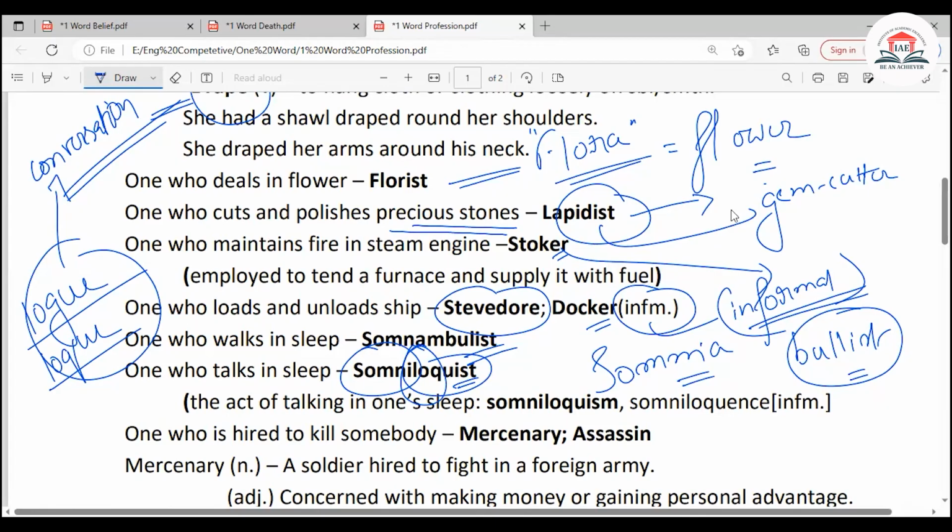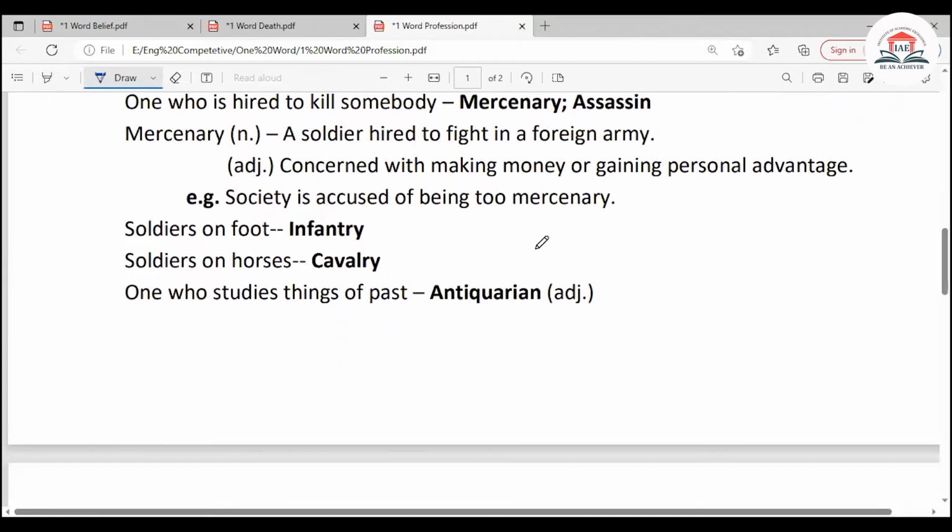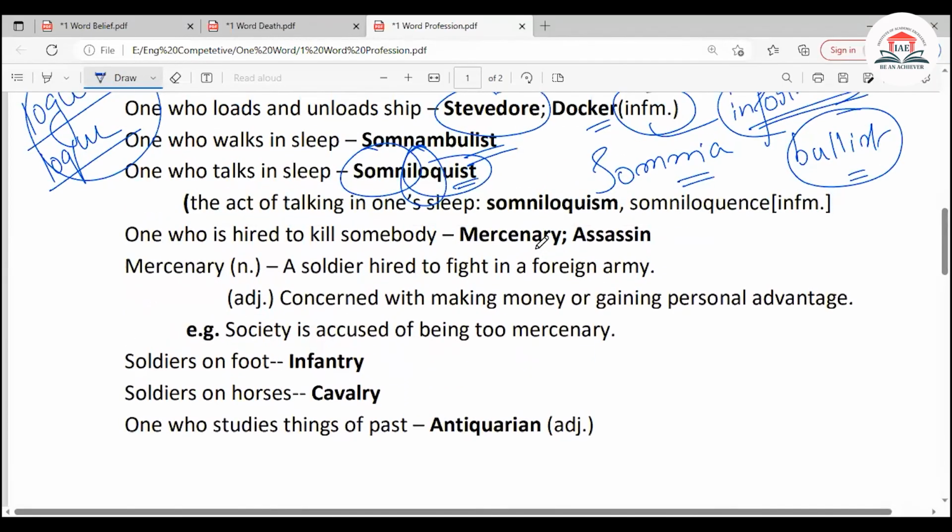So probably this list of words is clear to you. Now it is very easy to understand mercenary. It is clearly written: infantry, cavalry, antiquarian, right? So now your duty is to mug it up, completely. Prepare by writing it, practicing and practicing. Clear?